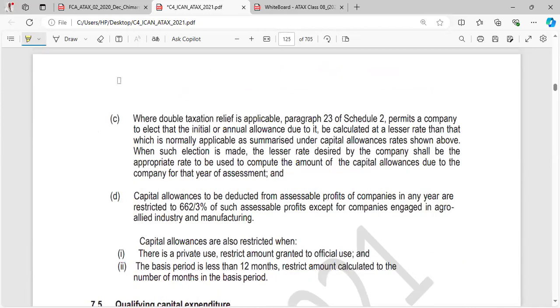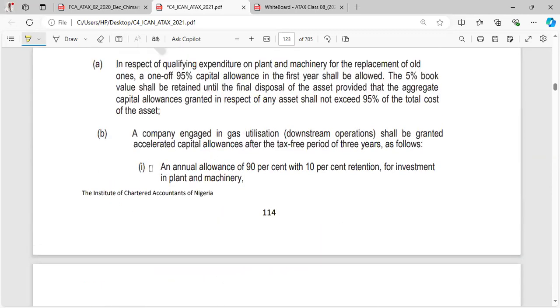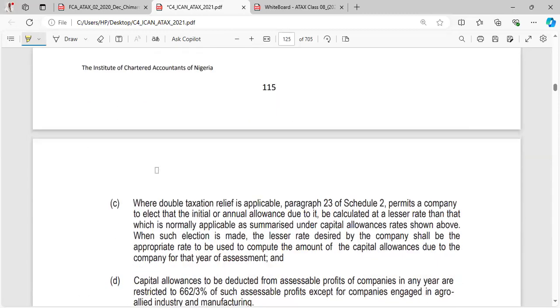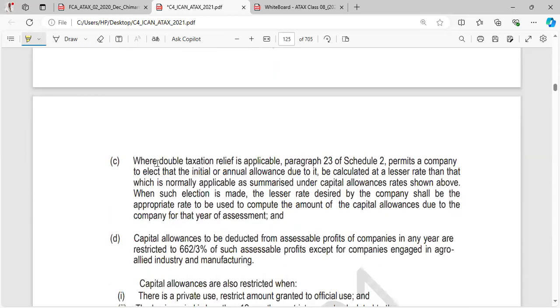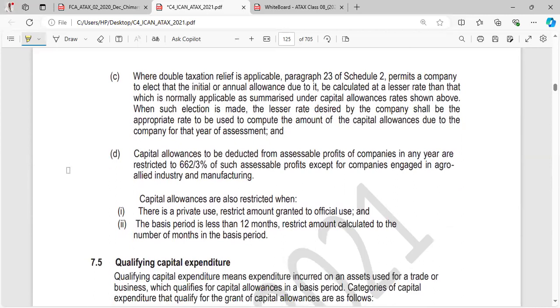Where double taxation relief is applicable, Section 2, paragraph 23 permits a company to elect that the initial or annual allowance due it be calculated at a lesser rate than which is normally applicable as summarized under capital allowances as shown above. Most times these are not being tested. Number 1, B1 and B2 are not tested most times. C is not normally being tested, but pay attention to D.